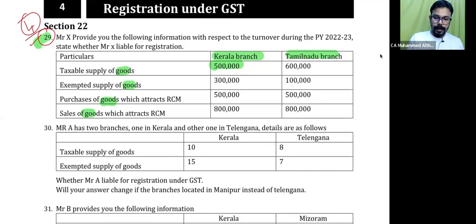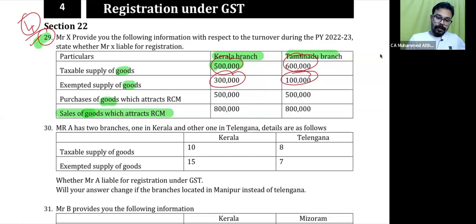We have to add 5 lakh, 6 lakhs, 3 lakhs, 1 lakh. Should we add these RCM items, everyone? Should we add this RCM? No. We should not add this RCM. But should we add this one? Yes, that should be added.